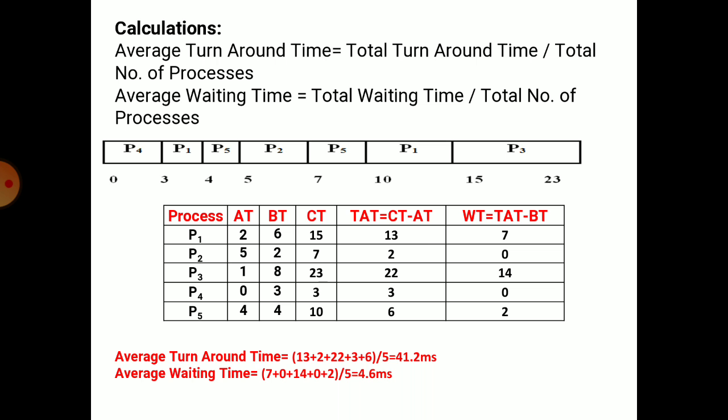After that, you need to calculate the average turnaround time, which is the total turnaround time divided by the total number of processes. So we get 41.2 milliseconds. Average waiting time is the total waiting time divided by the total number of processes. The total number of processes is 5, and with the waiting times of processes P1 to P5, we get 4.6 milliseconds.